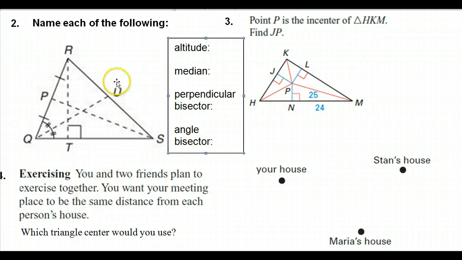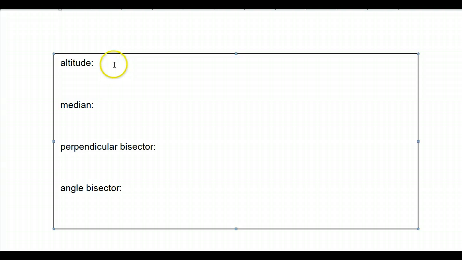Okay, problem number 2. We're supposed to name each of the following. In other words, we're supposed to find RT, PS, QU, and list them under altitude, median, perpendicular bisector, or angle bisector. So of course, to do that, we need to remember what each one of these things is. So let's just review that real quick.